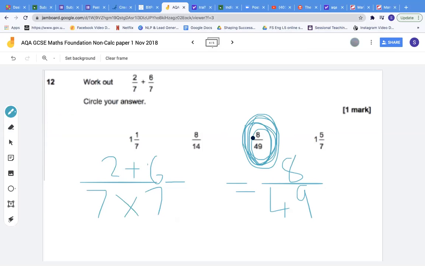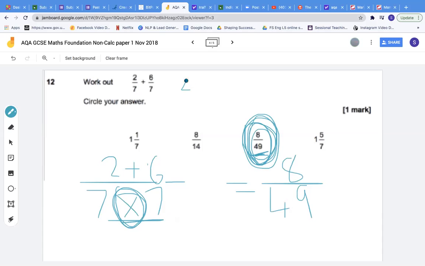I want to commend you for trying, but unfortunately the answer is incorrect. But why has the examiner put 8/49? Because it looks like the easiest answer for someone. It could well be. And again, when you are doing work with fractions, you don't mix the arithmetic.